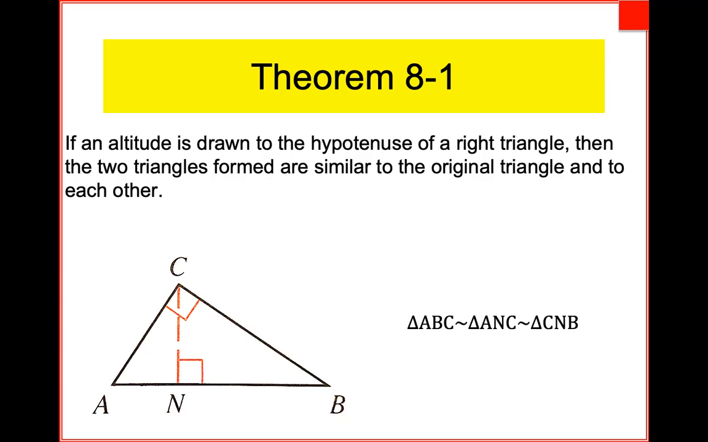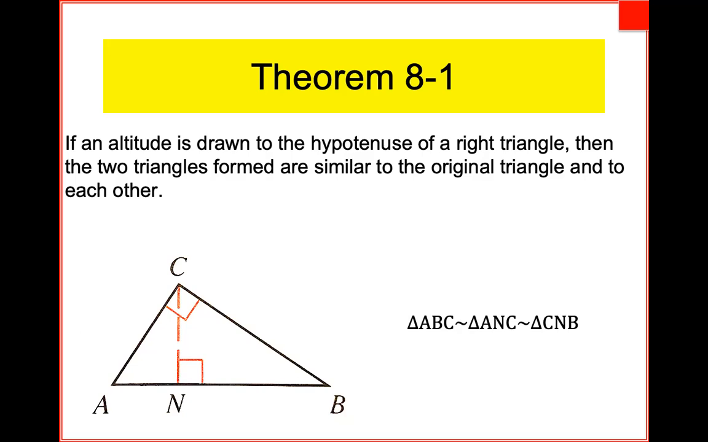All right, so Theorem 8.1: the altitude from a right triangle to its hypotenuse, then the two triangles formed. That's three, right? Because you consider the big one. All three triangles are similar, even though it's just two. It's talking about the two that are formed from the altitude. I took this from the book, but I would have written it as: then the three triangles formed are similar to each other.